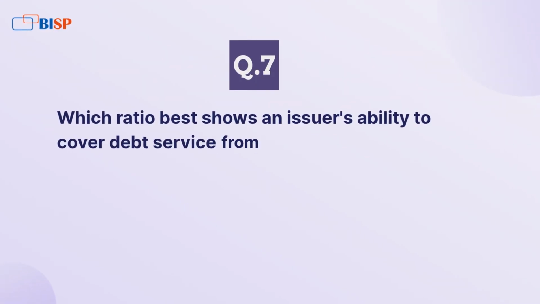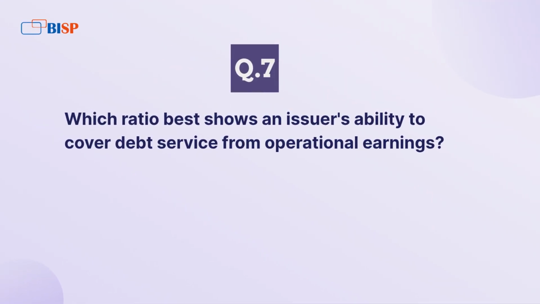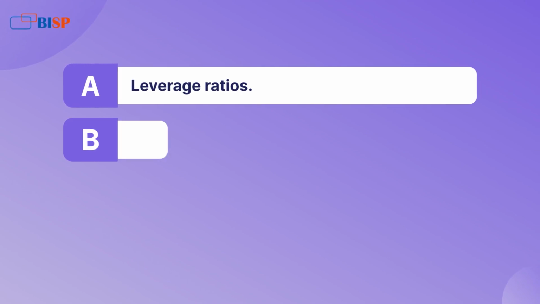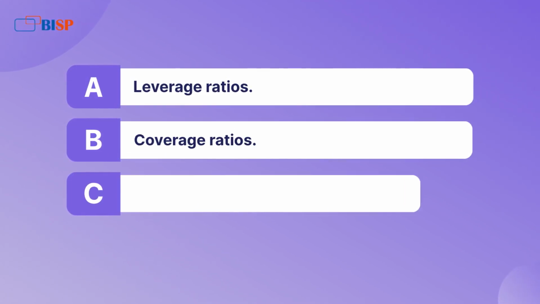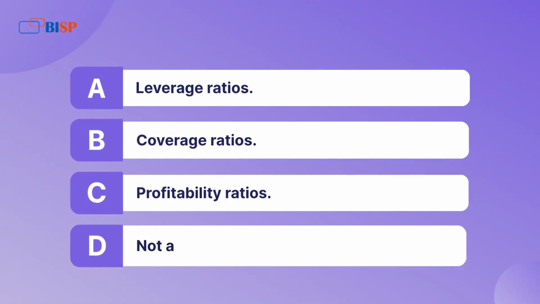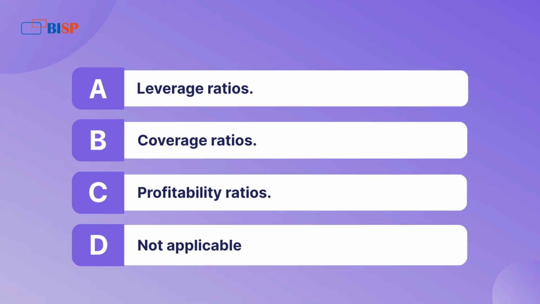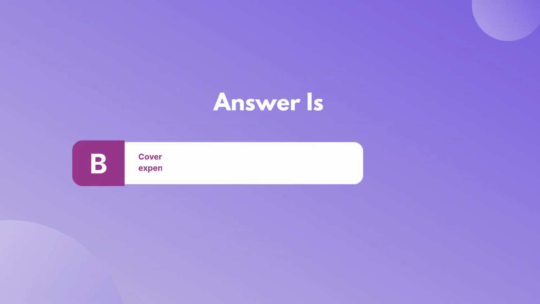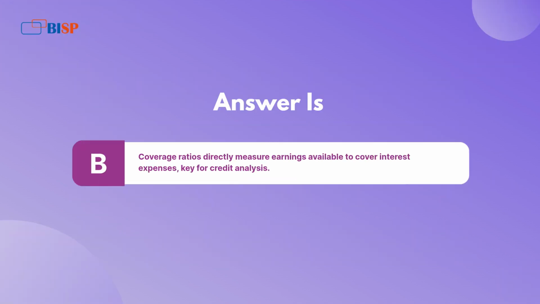Which ratio best shows an issuer's ability to cover debt service from operational earnings? A. Leverage ratios. B. Coverage ratios. C. Profitability ratios. D. Not applicable. Answer is B. Coverage ratios directly measure earnings available to cover interest expenses, key for credit analysis.